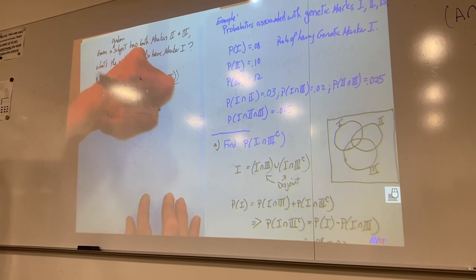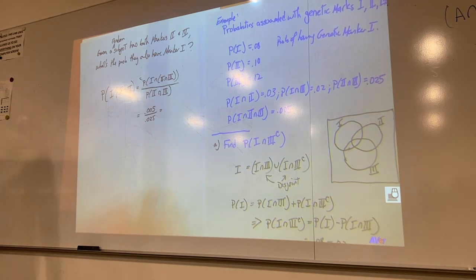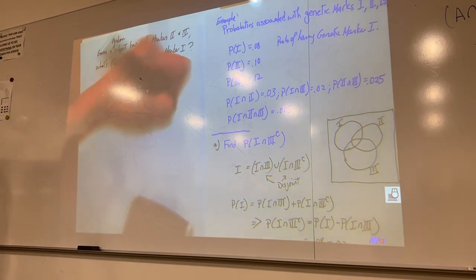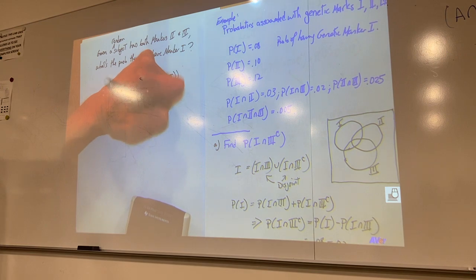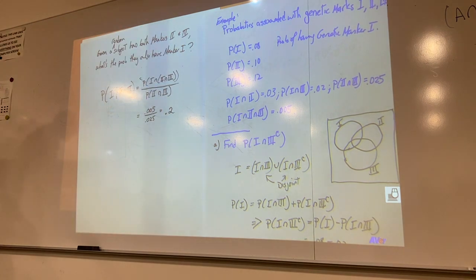0.025, and I think, is that 0.25? Isn't it? 0.005 divided by 0.025 is 0.2. Right, 0.2. Interesting. So 20% of those who have both markers 2 and 3 also have marker 1.